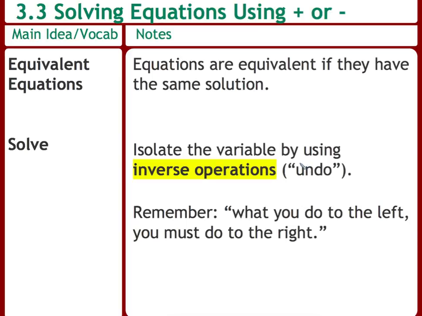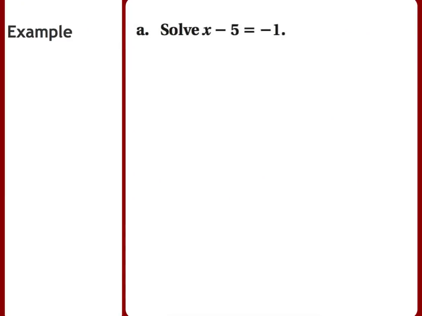On the previous slide we had m minus 5. So to undo subtracting 5, or if you think of that as a negative 5, we add a positive 5, right? And remember to keep things balanced. What you do to the left, you must do to the right. Let's go ahead and take a look at some examples.